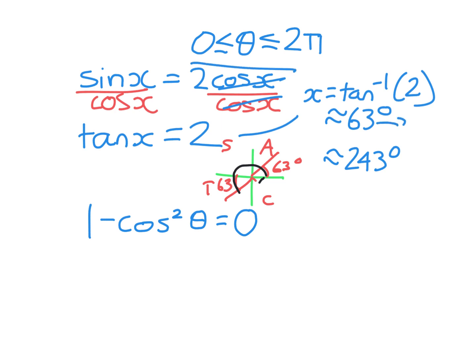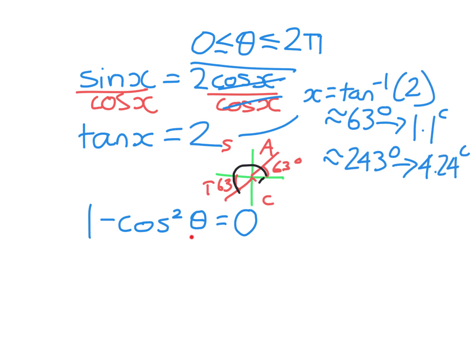So remember, the way you go from degrees to radians, you simply times by pi over 180. So for 63 degrees, timesing it by pi over 180, you get about 1.1 radians. And 243 times pi over 180, you get about 4.24 radians, and we're done.